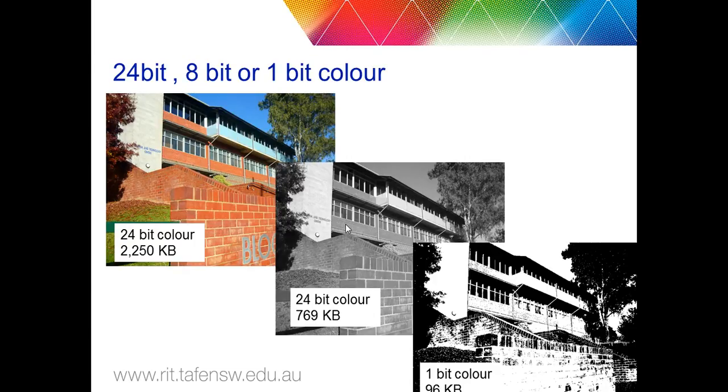When we bring that image down to grayscale, the central image here, that comes down to 8-bit color, not 24-bit color, and the file size has now dropped from 2,250 kilobytes back to 769 kilobytes. And of course, the last image here is 1-bit color, and the file size has now come back to 96 kilobytes. So you can just see from a file size point of view alone, reducing the color depth, or in other words, the amount of data allocated to every pixel to store color, has a huge impact on the file size.